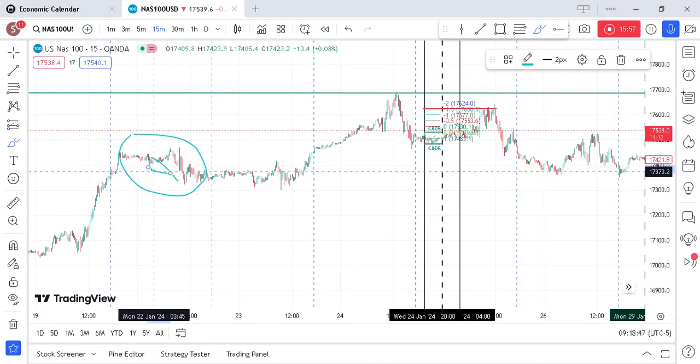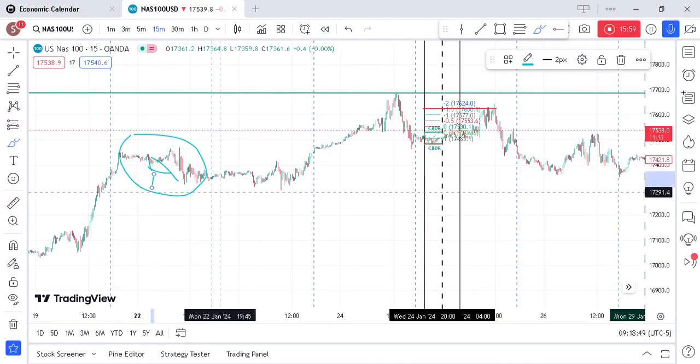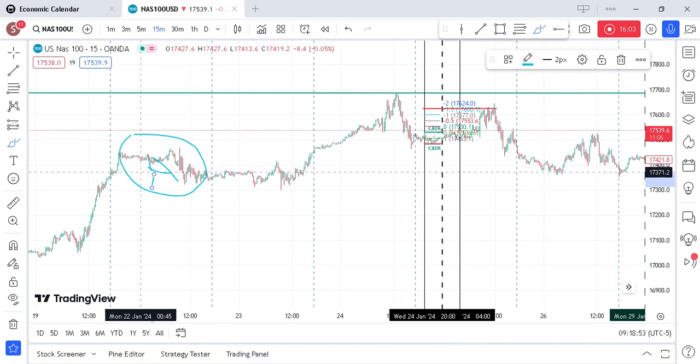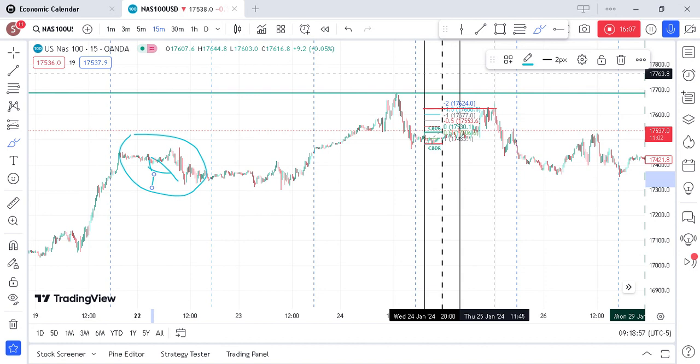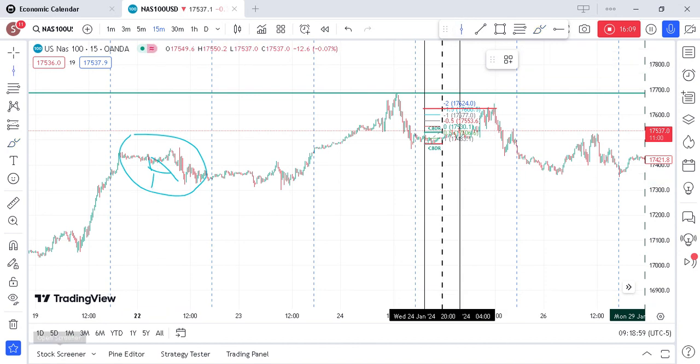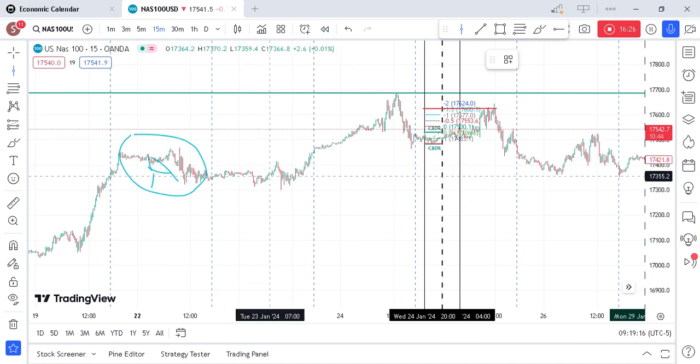This is accumulation. Then what did the market do after accumulation? It had to manipulate. This is a consolidation, but then let me show you what happened.